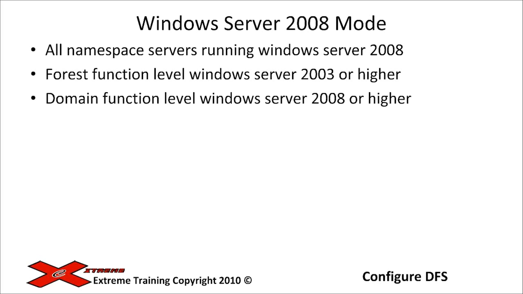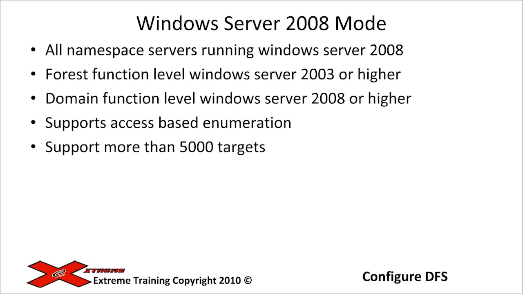These namespaces will be able to support access-based enumeration. This means that if a user does not have access to a shared folder, the folder will not appear to the user. Windows Server 2008 mode also offers improvements in scalability. With Windows Server 2008, your DFS namespace can support more than 5,000 targets. Most networks will not have DFS namespaces with more than 5,000 targets.